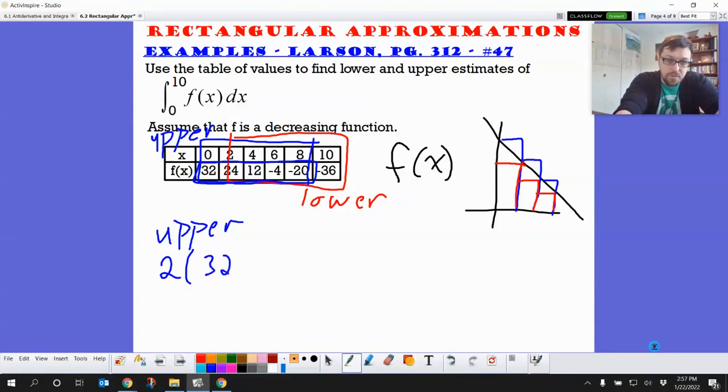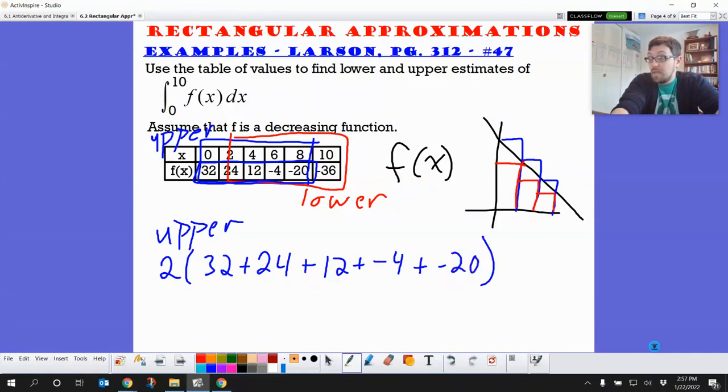So that's 32 plus 24 plus 12 plus -4 plus -20, and then we're done, if we don't grab the last one. So we type all that into our calculator. I'm going to cheat off of here, and we get -48. So this thing is approximately -48.